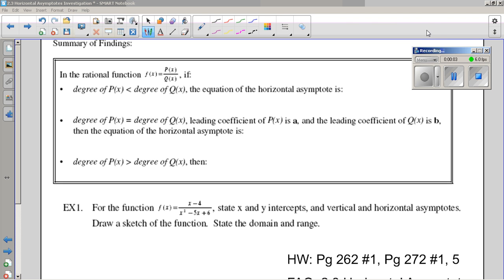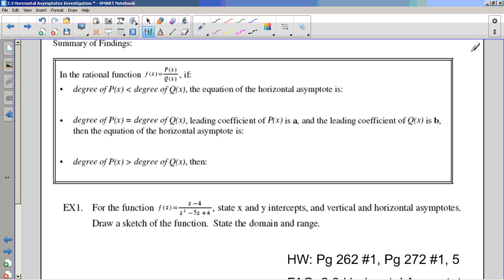Welcome back. Hopefully you enjoyed your activity here. If you haven't done the activity yet, you might want to stop this and wait until you get together with a partner in class and do the activity. This is what you were supposed to find.